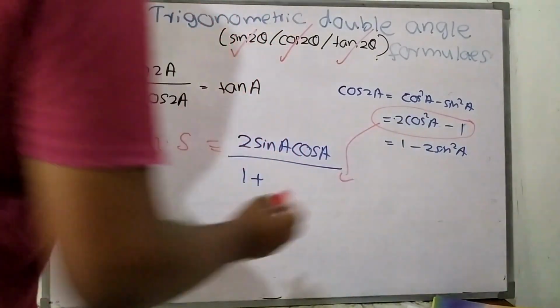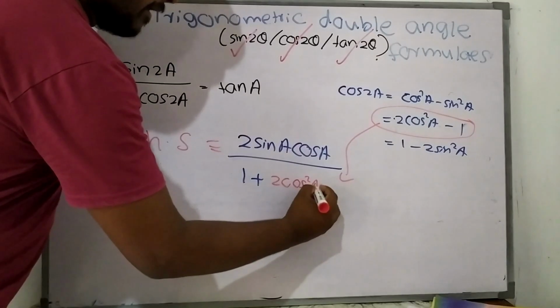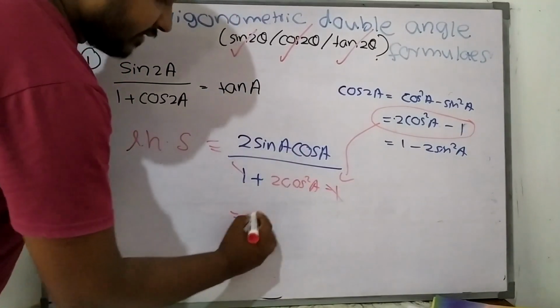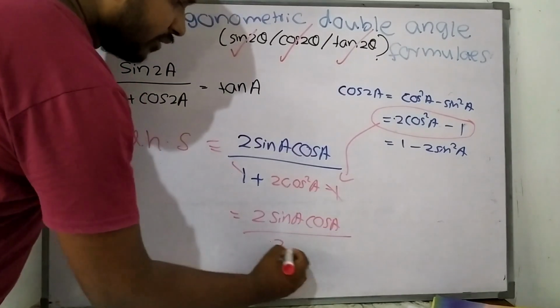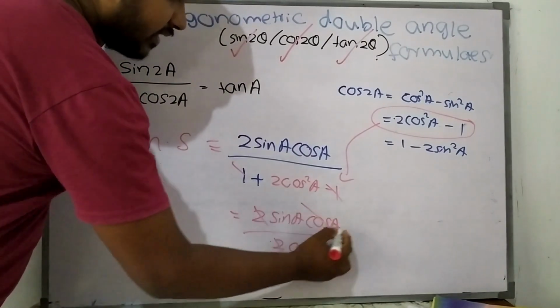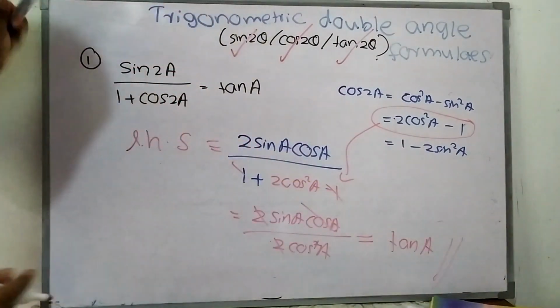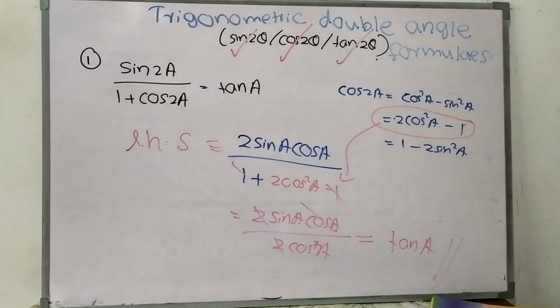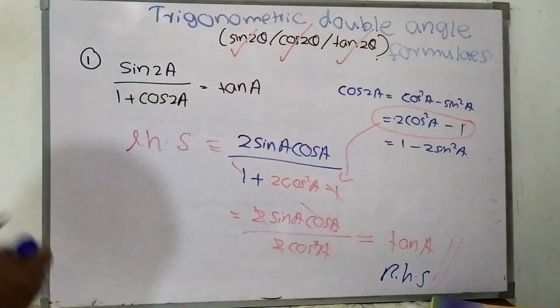So I'm putting 2 cos squared A minus 1. The 1 and minus 1 get cancelled. 2 sin A cos A divided by 2 cos squared A. The 2 cancels, and one cos A cancels, giving sin A over cos A, which is tan A. This is the left hand side of our question number 1, so it's obviously equal to the RHS.